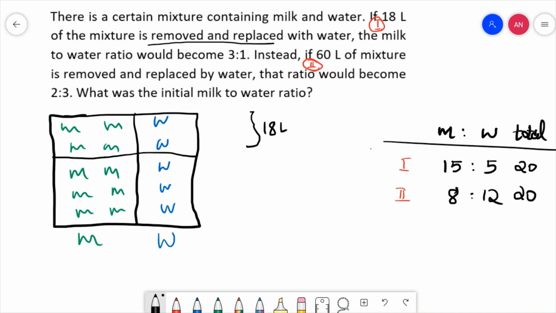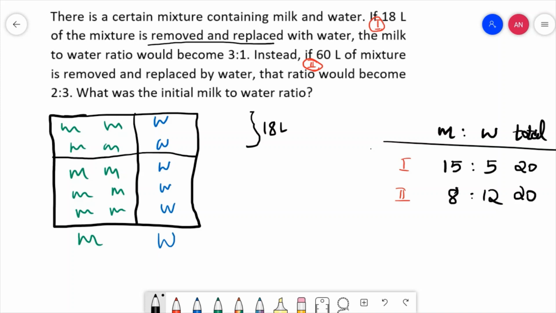Now here is where this figure becomes very useful. Since this is a homogeneous mixture, every part of it should contain milk and water, and that milk and water ratio should be the same as the original mixture. I will repeat that. This whole mixture and this part that we are going to remove will have the same ratio of milk and water.